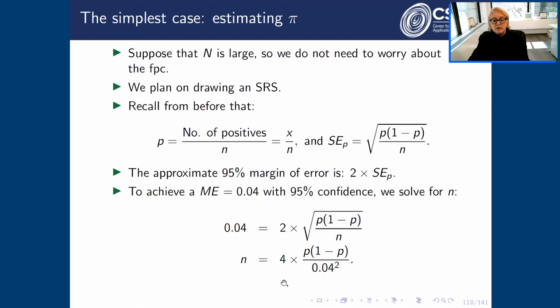And so if I solve for, sorry, not for p, if I solve for n, I first of all take squares on both sides of this equation so that I get rid of the square root. And then I multiply both sides by n and divide both sides by 0.04. This is what I get. So the n that will give me the desired margin of error is equal to p(1 minus p) divided by 0.04 squared.